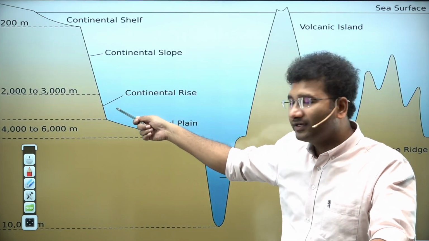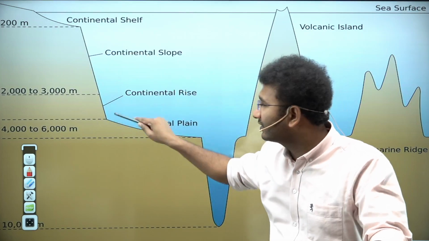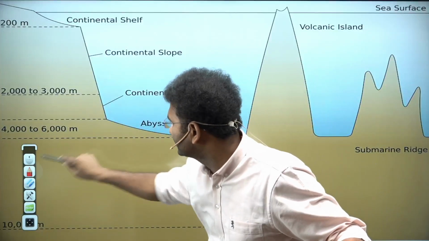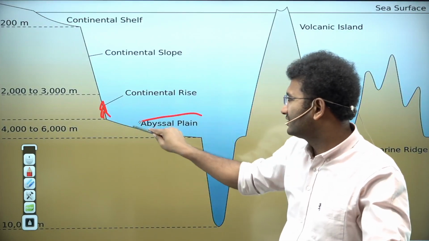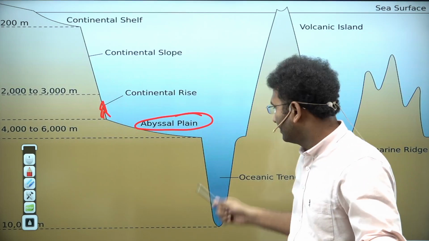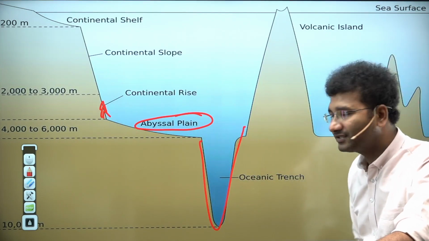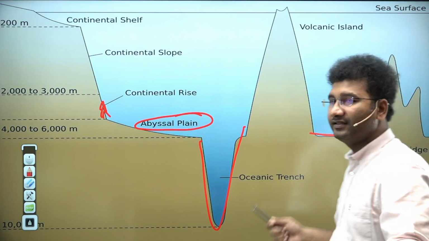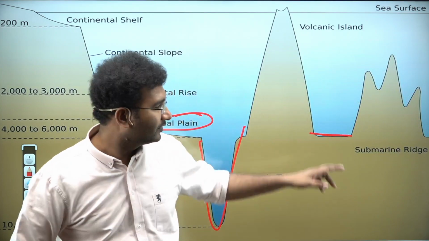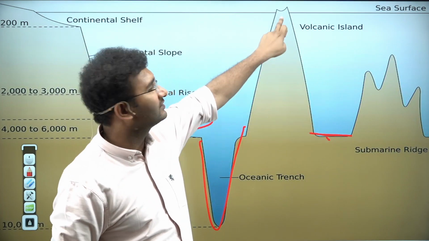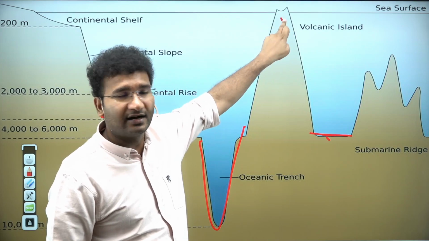Now come to continental rise. It is because of the deposits that are taking place here. These are the deposits, and this is your abyssal plain. Maybe this is your trench. The deepest part of the ocean is called a trench. If there is a plain area, this is called abyssal plain. This can be a volcanic island or volcanic arc.